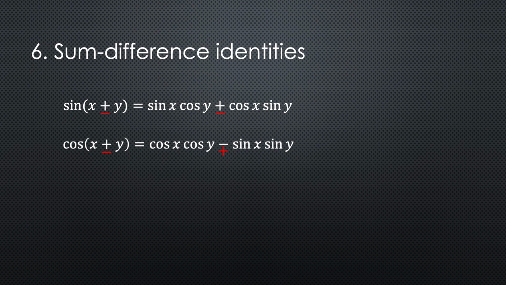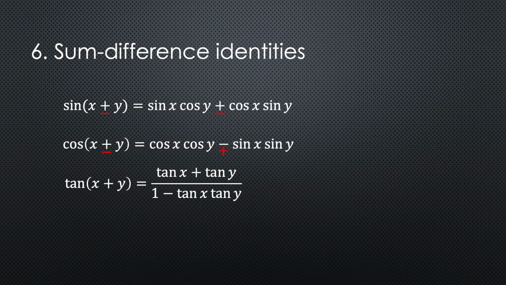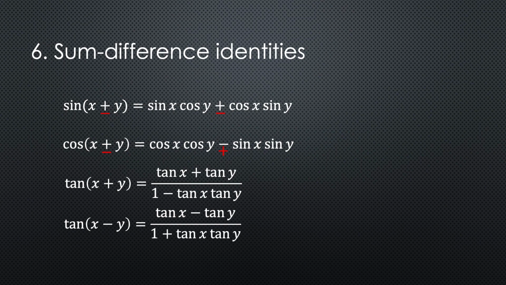Now the next sum and difference identity has to do with tangent. You'll also have to notice the change in signs. The order of signs is positive equals positive over negative, and negative equals negative over positive.